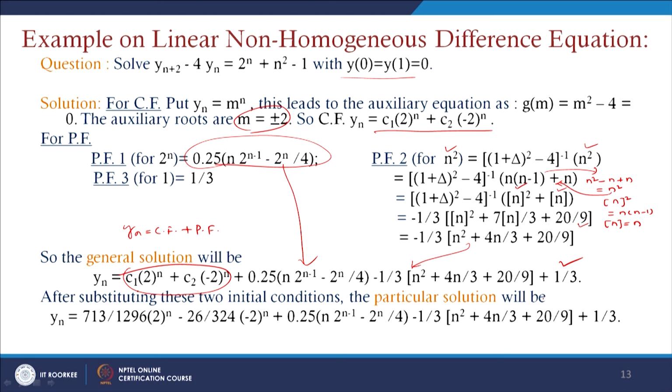It is easily obtained, since directly if you put these values, y n is given here. So, if you put here that y 0 equals to 0, then 0 equals to C 1 times 2 to the power 0 plus C 2 times 0 also. All remaining values, you will see, will be 0.25 times n, and n is 0, so minus 2 to the power n by 4 here. It can just take the value, then minus 1 by 3, n equals to 0, then 20 by 9 plus 1 by 3.